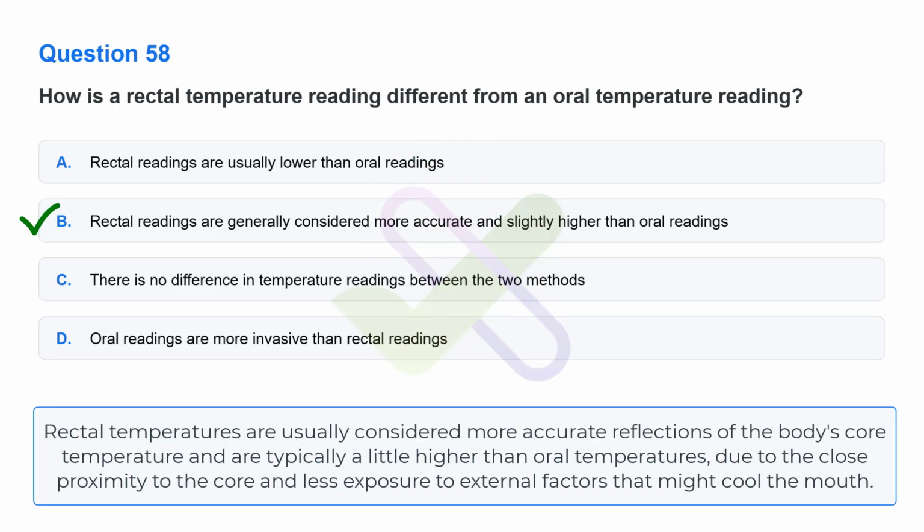The correct answer is B. Rectal readings are generally considered more accurate and slightly higher than oral readings. Rectal temperatures are usually considered more accurate reflections of the body's core temperature and are typically a little higher than oral temperatures, due to the close proximity to the core and less exposure to external factors that might cool the mouth.